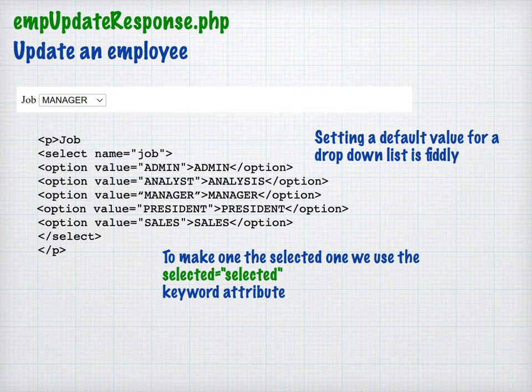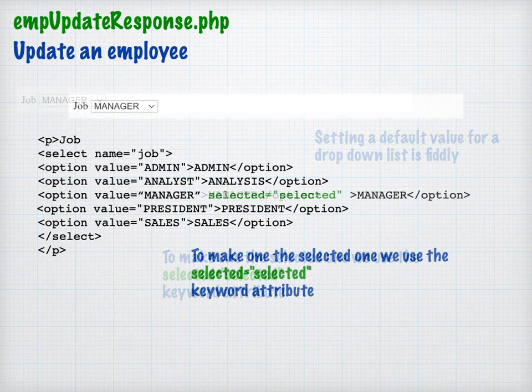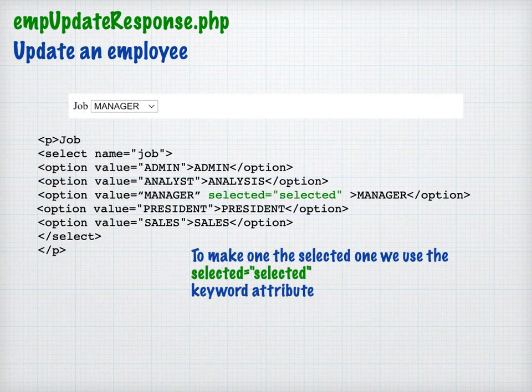Now the way that we do that is there's an attribute inside the option tag called selected. And you basically put the word selected in here as an attribute against whichever one is the default one. So if manager was the one that was going to be selected, it would look something like this. And what that would do is that would actually have manager as the default value in the select box, in the drop-down box.